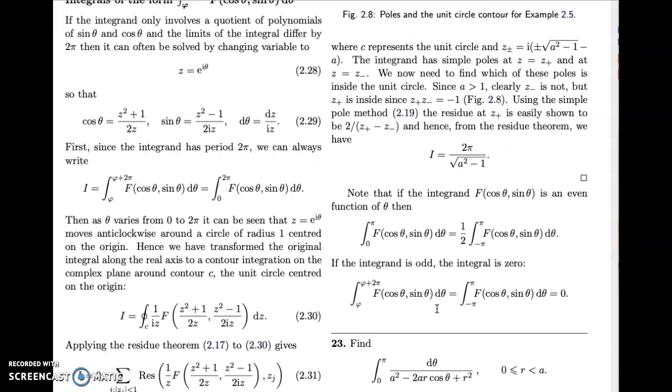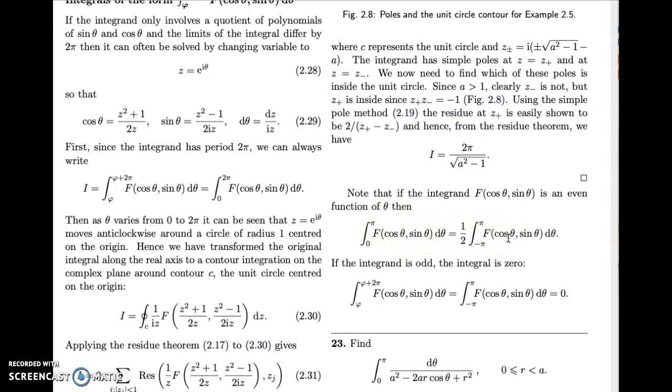Just some extra little tips, to remind you that if you've got an integrand which is even, then obviously you can do an integral like this, from 0 to pi. It's not a full period, but we can turn it into an integral over a full period if this is an even integrand.